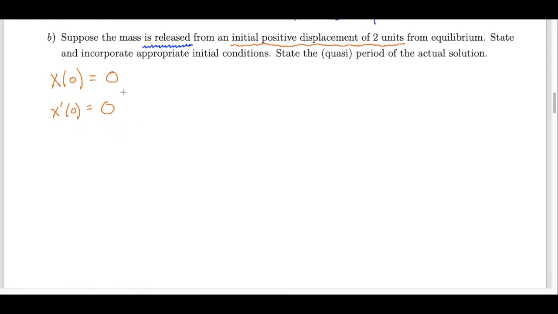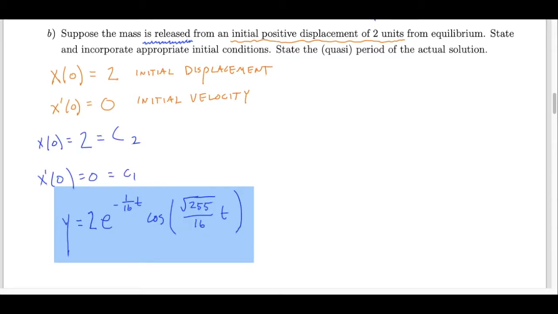And then I just realized that I have a typo here as well. I'm told that the initial displacement should be 2 units. Incorporating initial conditions is something we've done quite a bit, so I'm going to breeze through these details pretty quickly. Incorporating those initial conditions, I believe I get C1 equals 0 and C2 equals 2. Plugging in those coefficients gives me a solution that I've got in a blue box here.